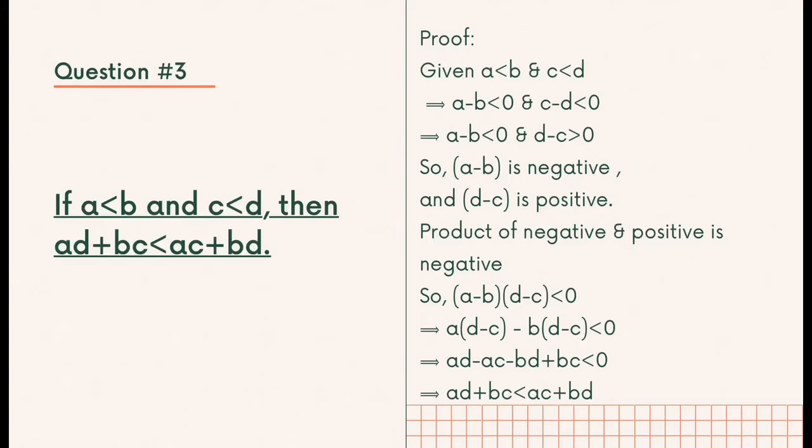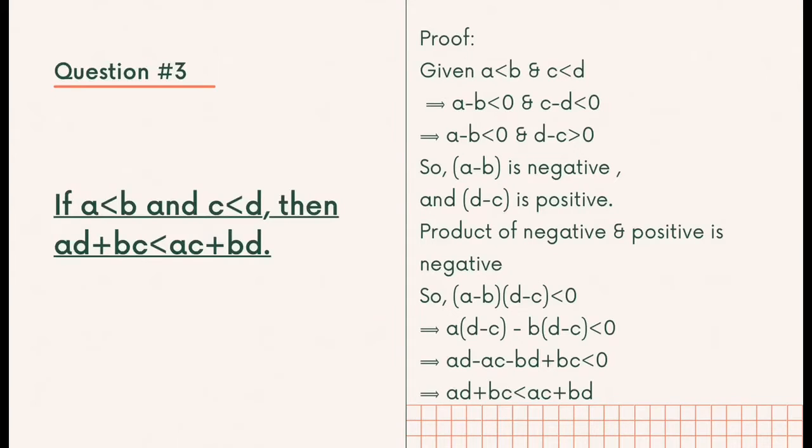Question 3. If A < B and C < D, then A times D plus B times C is less than A times C plus B times D. For the proof, given A < B and C < D. So A − B < 0 and C − D < 0, and then we will get A − B < 0 and D − C > 0. So (A − B) is negative and (D − C) is positive. So (A − B) times (D − C) < 0.